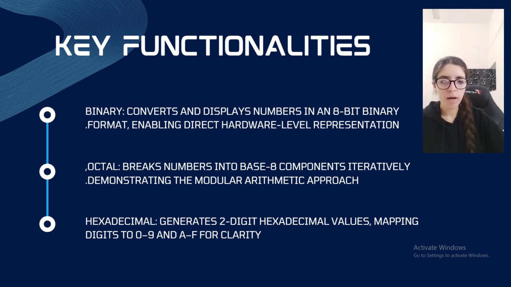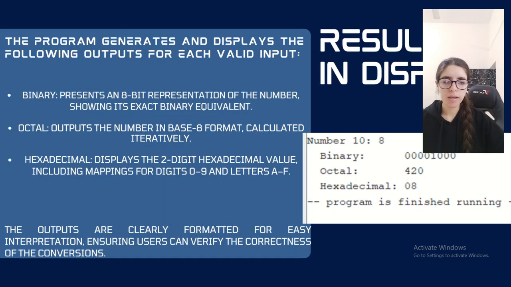For each valid input, the program displays the binary representation in 8 bits, the octal representation in base 8, and the hexadecimal representation in 2 digits. For example, if the input is 8, this is the binary conversion, the octal conversion, and the hexadecimal conversion.